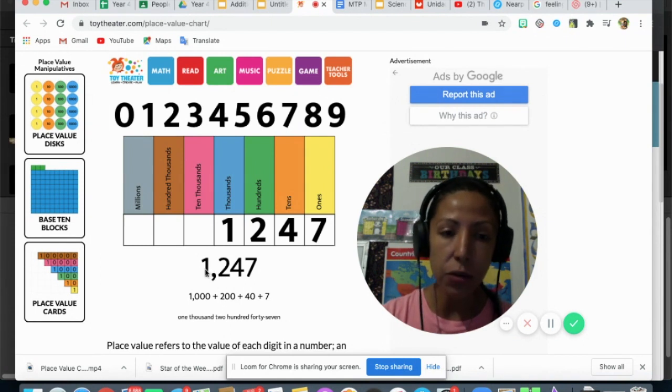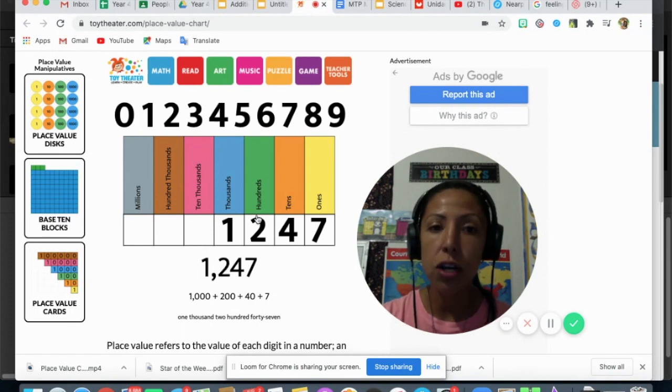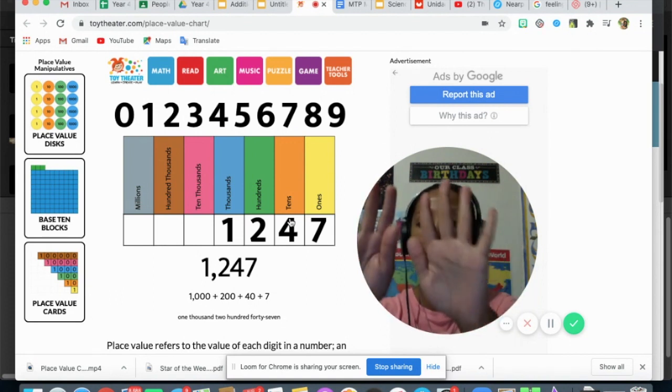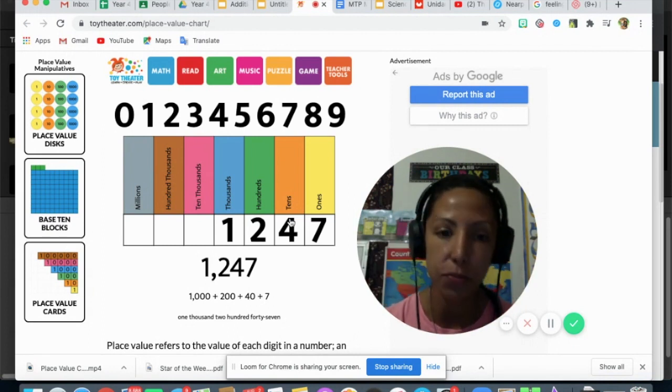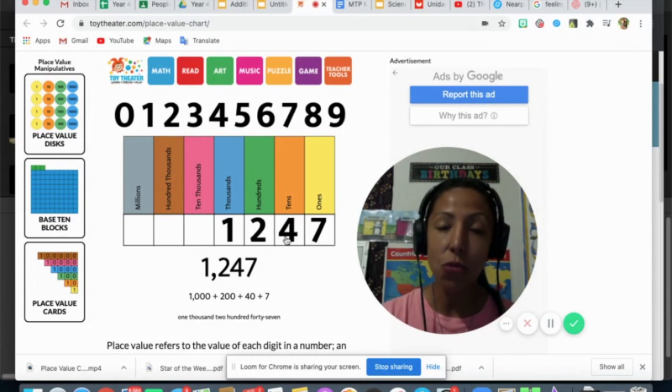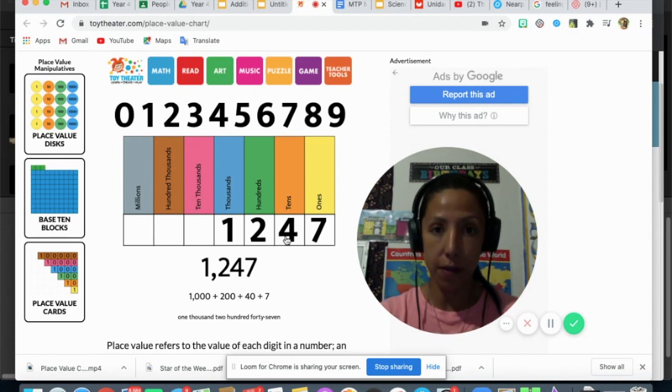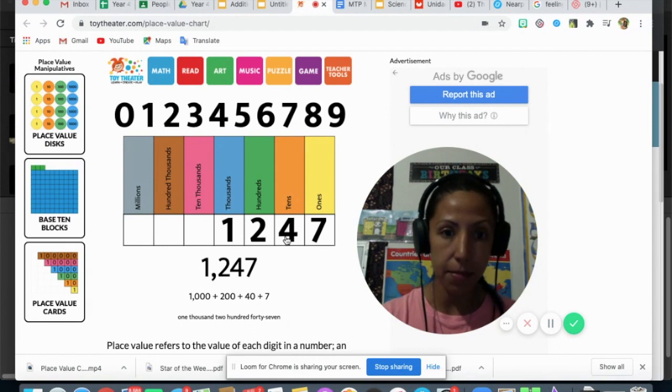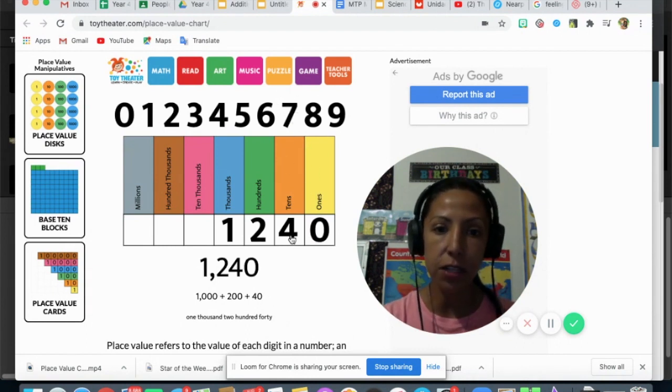For example, here we have 1,000, 200, and here we have 47. 40 means 4 groups of 10. So it's 10, 20, 30, 40. Oops, sorry. I hope you didn't miss that. So, since we know what is the right place of each number, we know the value of the number and we can read them. So let's start again and make a different number.